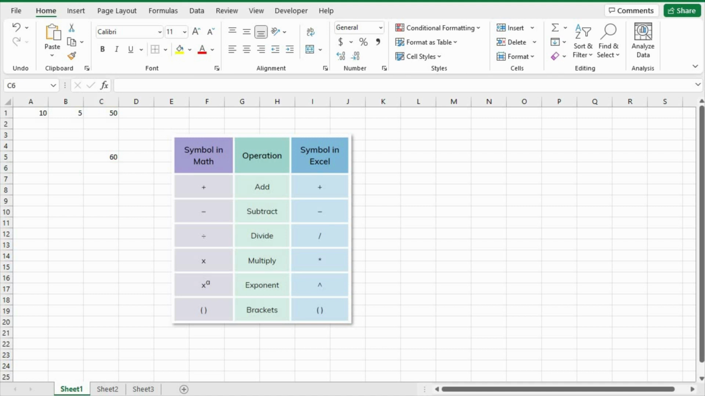And for operations that are on the same level, so if you're using addition and subtraction, for example, Excel is just going to work from left to right.